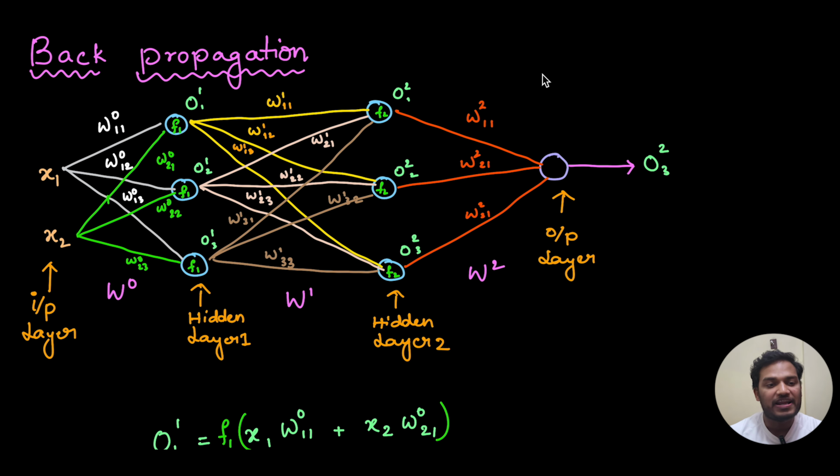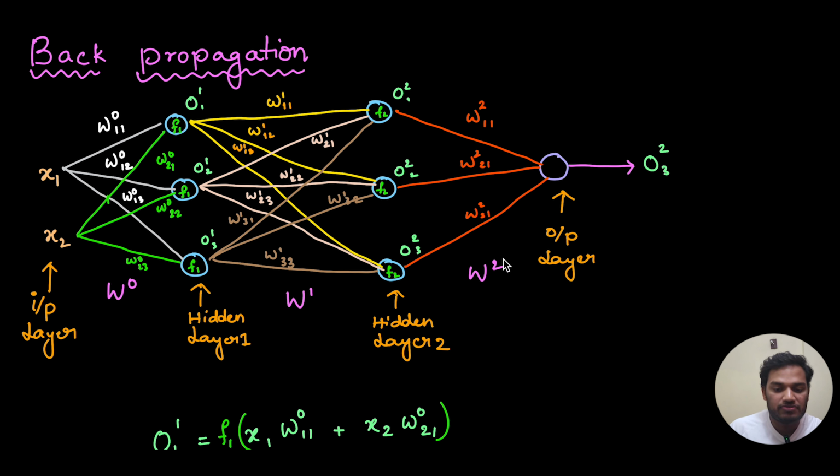Hello everyone. In the last video, we discussed the overall process that works in ANN, and at the end we discussed backpropagation. According to backpropagation, we update the last layer weights first, and only after updating all the last layer weights do we move on to the previous layer weights.